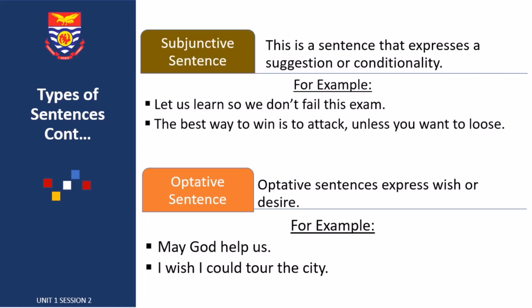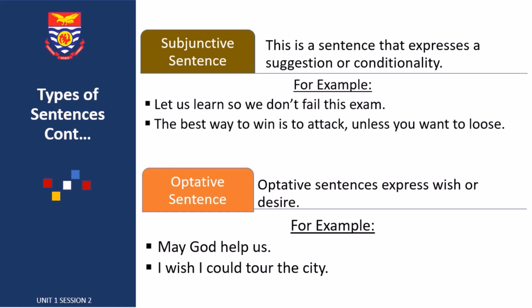Now, a subjunctive sentence is a type of sentence that expresses a suggestion or conditionality. An example: let us learn so we don't fail this exam. The best way to win is to attack unless you want to lose. So these are subjunctive sentences that are actually suggestions.